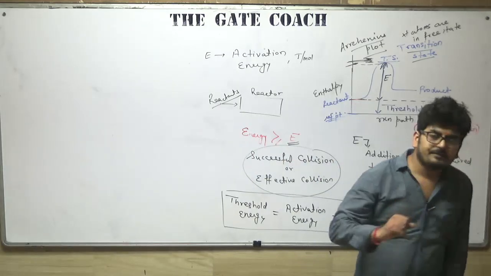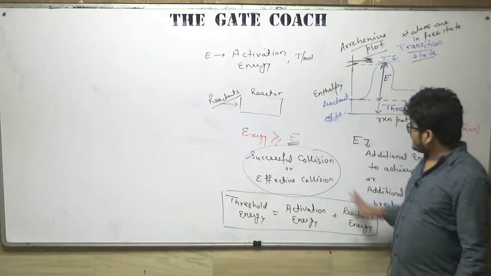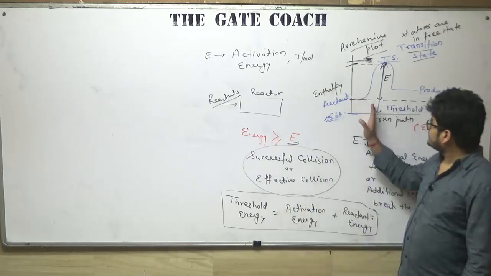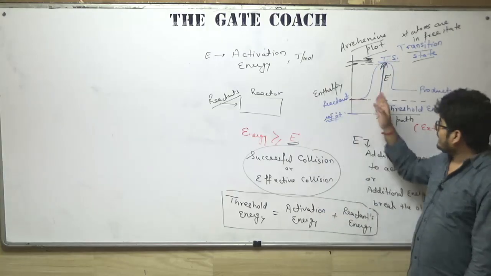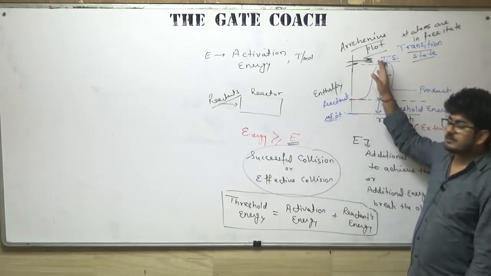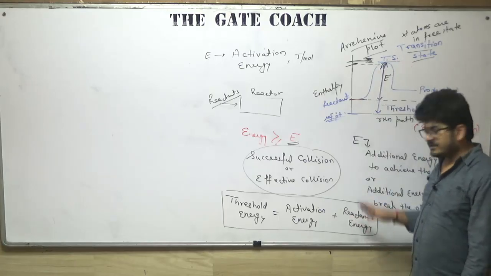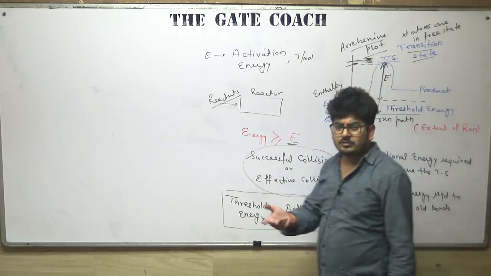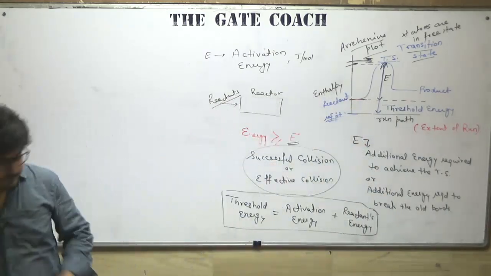So tell me one thing. We know what threshold energy is: the total energy required to achieve the transition state. What is activation energy? The minimum additional energy required to achieve the transition state. And this is the reactants' energy, which reactant molecules already possess before entering the system.